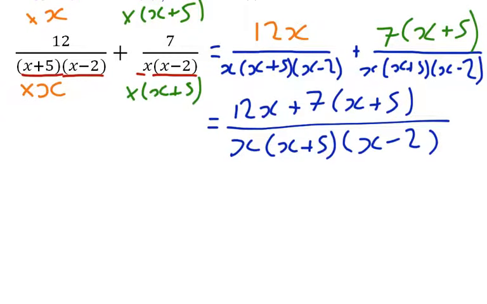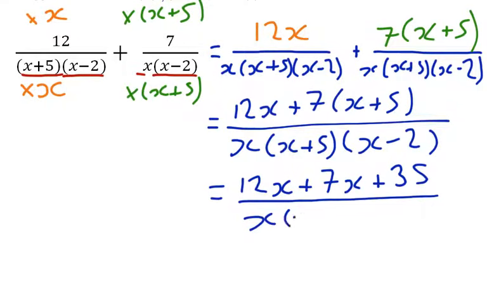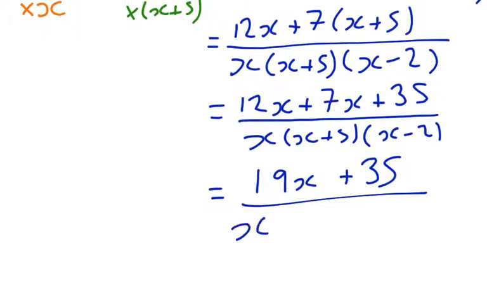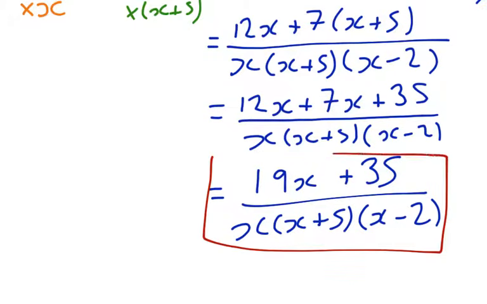And again, we now simplify this by multiplying out the brackets to get 12x plus 7x plus 35 all over x, x plus 5, x minus 2. And the final step is just to simplify the 12x plus 7x into 19x plus 35 all over x, x plus 5, x minus 2, giving us our final answer there.